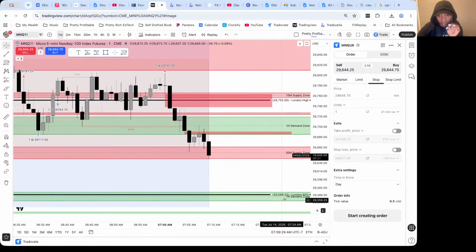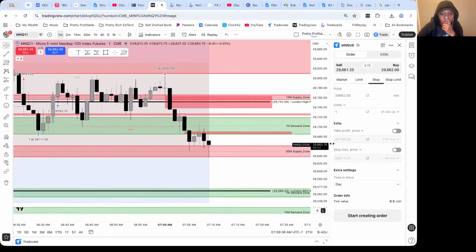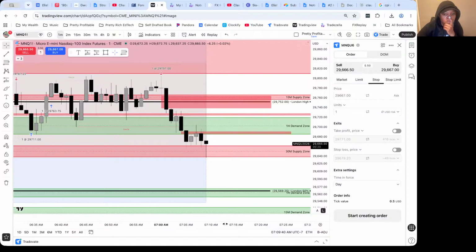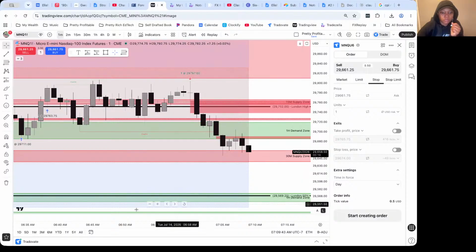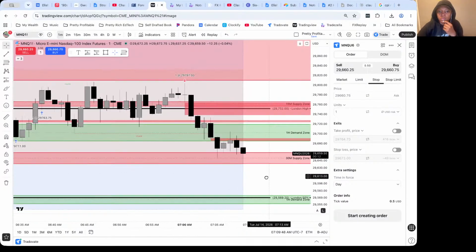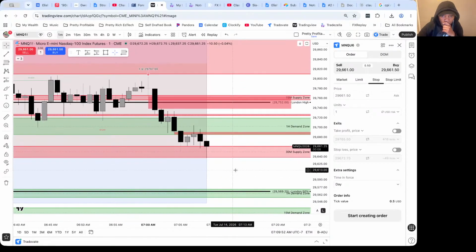So we have a 1 hour demand zone here. And this candle. Yeah. So right now, what I think is just being patient.